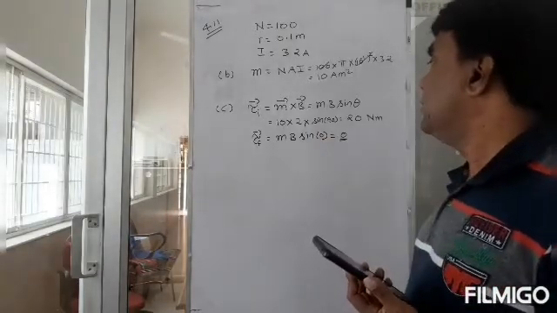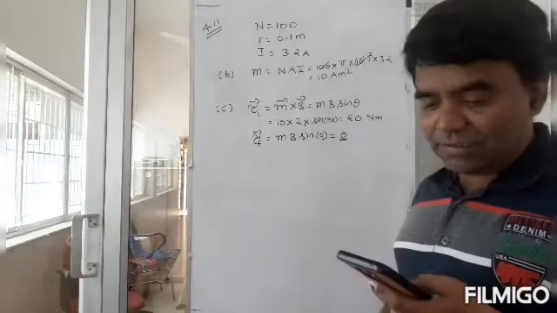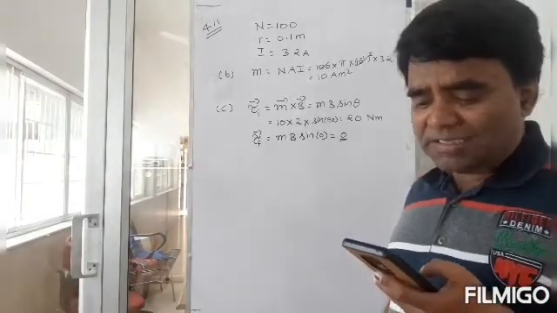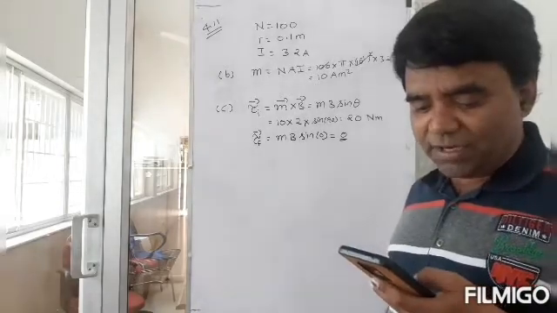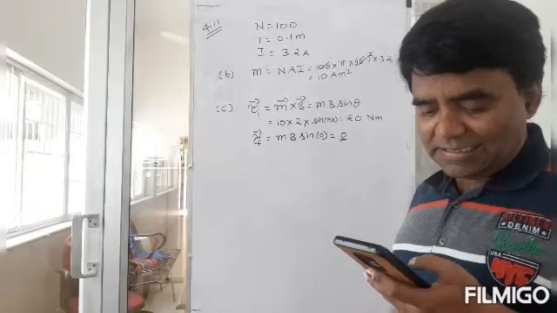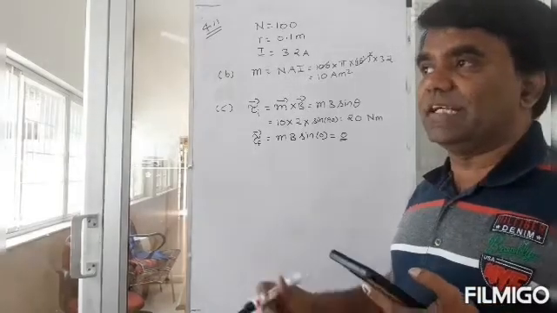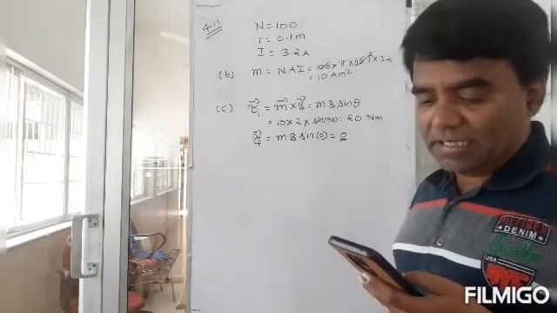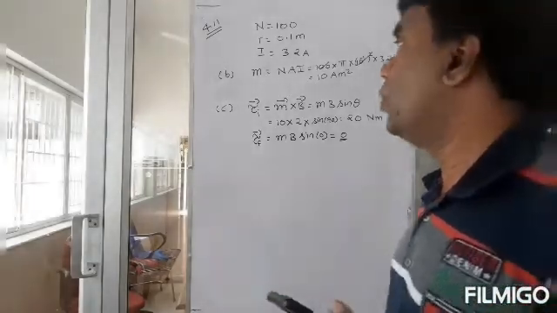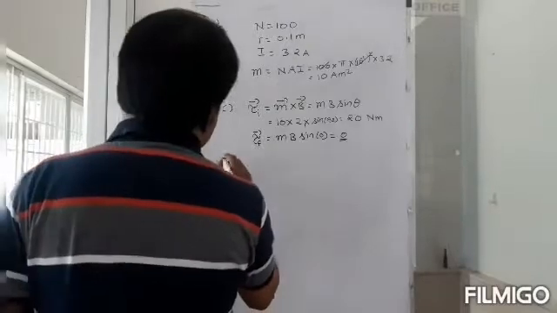And the fourth part. What is the fourth part? What is the angular speed acquired by the coil when it is rotated by 90 degrees? Once it is rotated by 90 degrees, what would be the angular speed of this? Okay. So what do we know first?